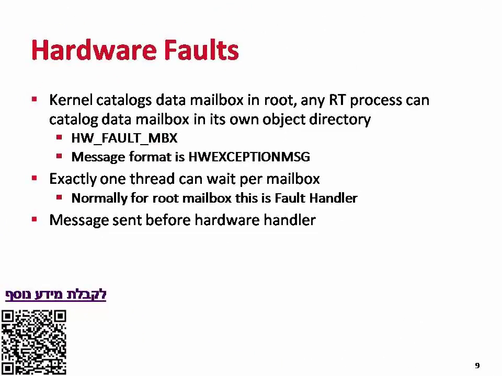Handling hardware exceptions is a bit different. There is a fixed handler in the system. This handler can be configured by setRTExceptionHandler. In case of a hardware exception, a message is sent to the data mailbox, whose handle is cataloged as HW_fault_MBX, and then the system hardware handler is executed. The mailbox name is looked up in both the current process and the root process and the message is sent to both, if present. There should be exactly one thread waiting at such a mailbox, or else the waiting threads will take turns.